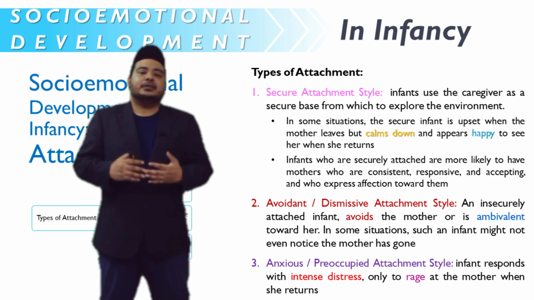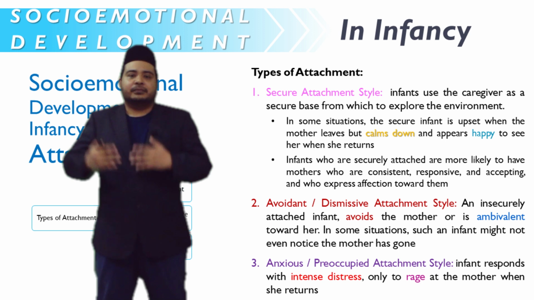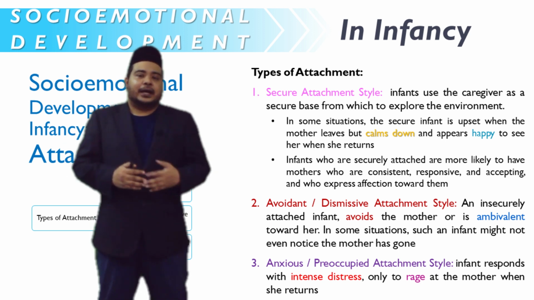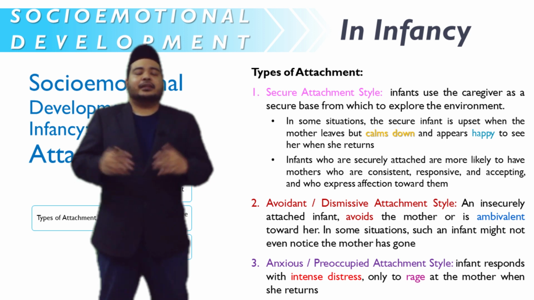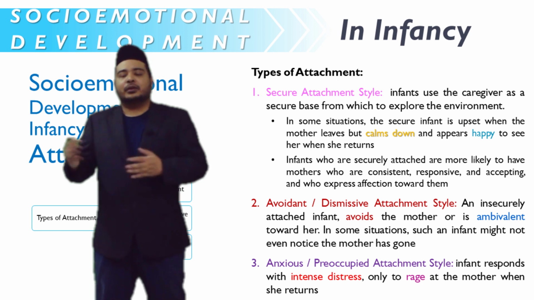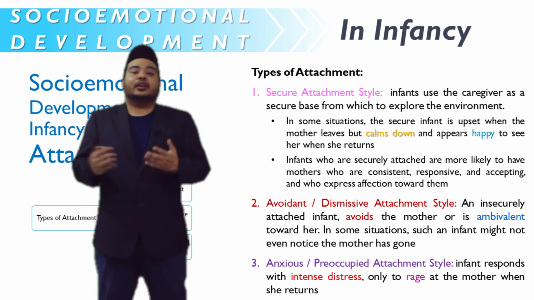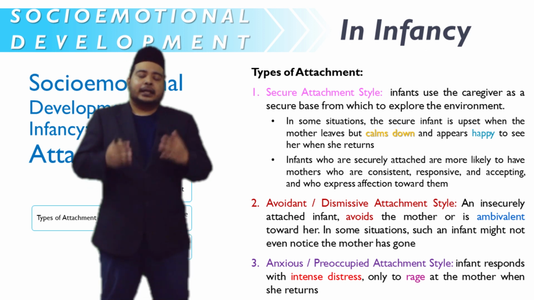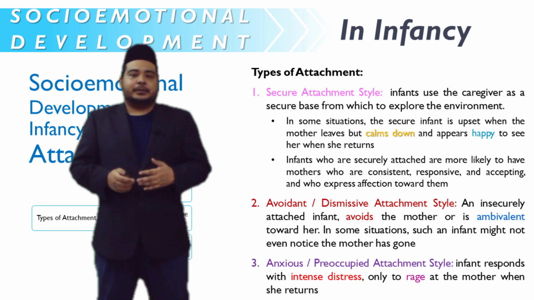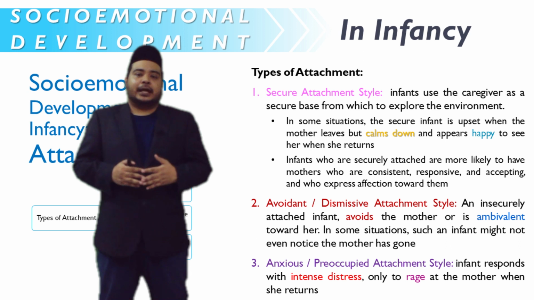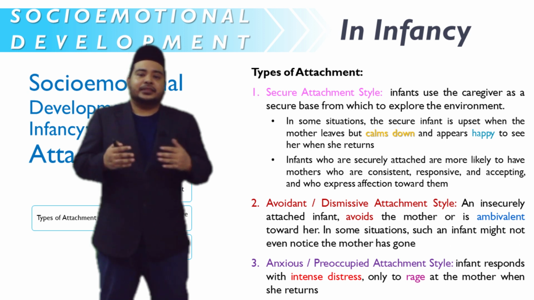Ambivalence towards the caregivers, ambivalence towards the mother. In some situations, these infants might not even notice if their parent, the mother or the caregivers, is gone. So they do not even notice that they are not there. Okay, so these are the second type, which is avoidant or dismissive attachment style.